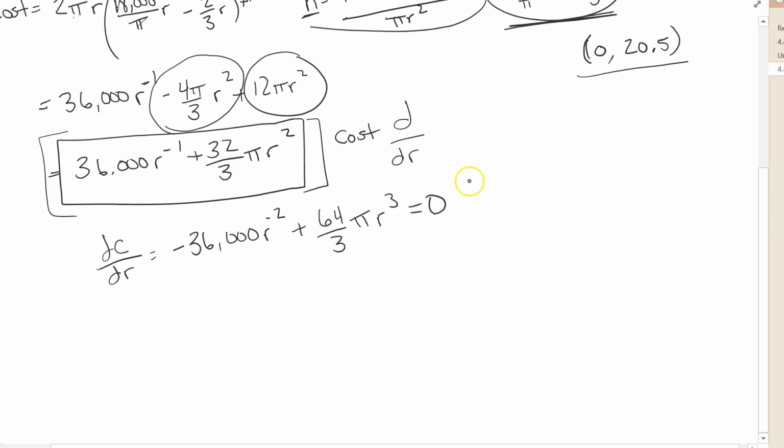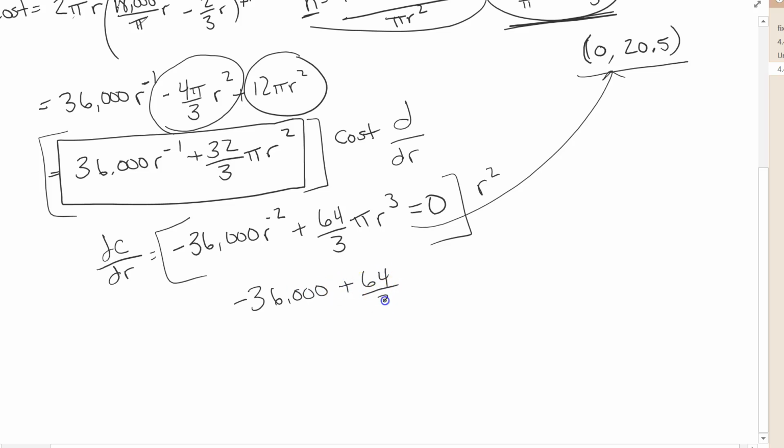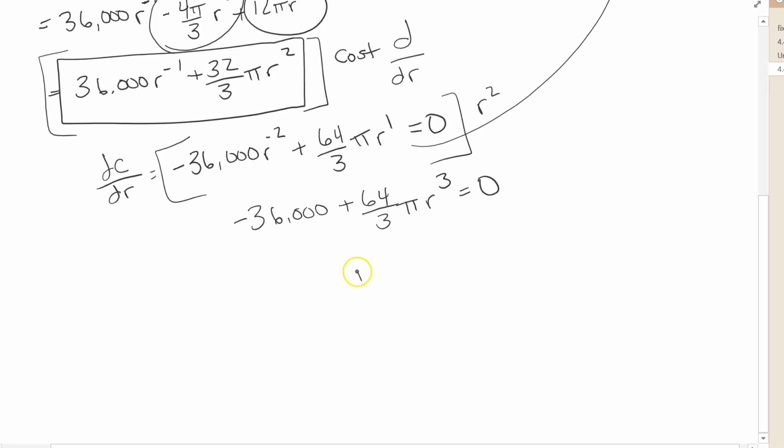I'm going to set this equal to 0, and this is going to give me critical points. Keep in mind that r cannot equal 0, so I can multiply both sides by r squared. That gives me minus 36,000 plus 64 over 3 pi r cubed, and 0 times r squared is still 0. Solve for r cubed, and when I do this, I get approximately 8.128891053. MyMathLab is going to say round to the nearest tenth, so 8.1 would be your answer there.